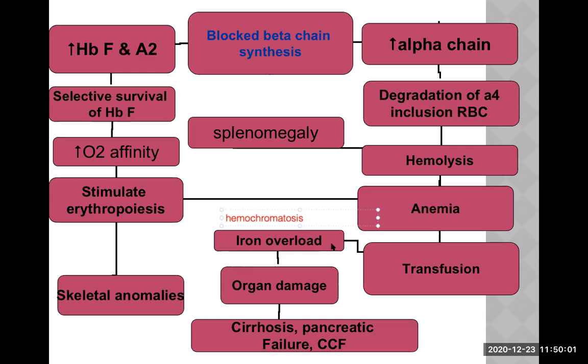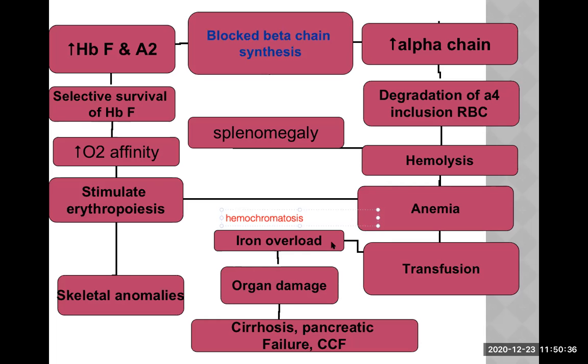Now, this iron, being a type of metal, will be deposited in different organs. The important organs are the heart and endocrine organs. Heart can fail, and the liver is another one. The liver will also suffer from an irreversible reaction known as cirrhosis of the liver. Heart failure can occur, that is congestive cardiac failure. The pancreas may not function well, resulting in pancreatic failure.